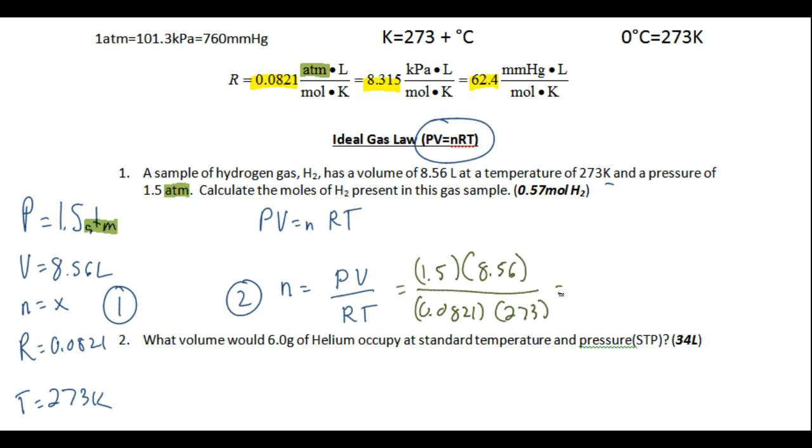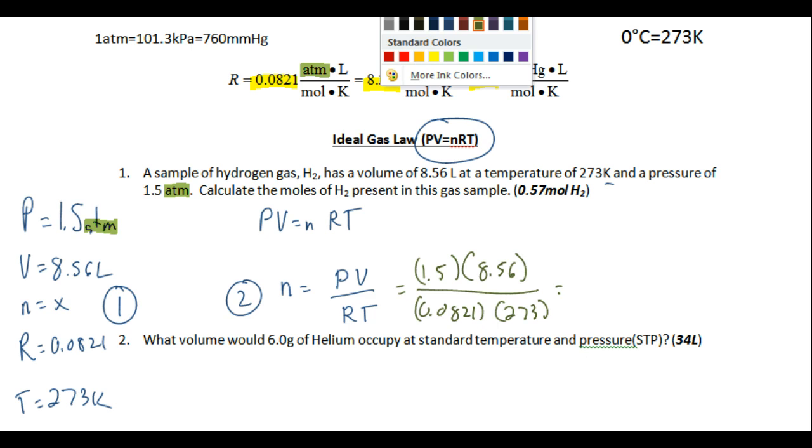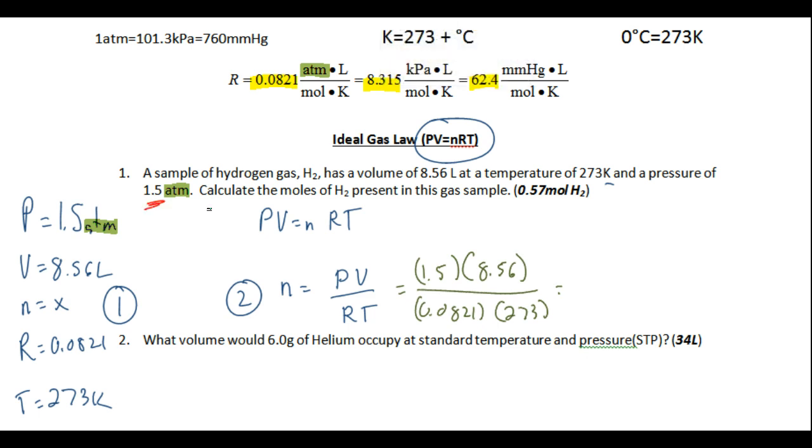Push that into your calculator. 2 sig figs, thanks to the 1.5 atm giving me 2 sig figs, and you should end up with somewhere around 0.57 moles.